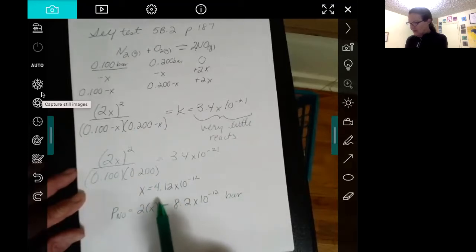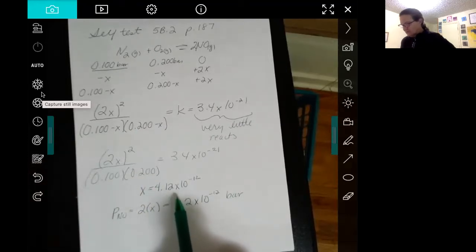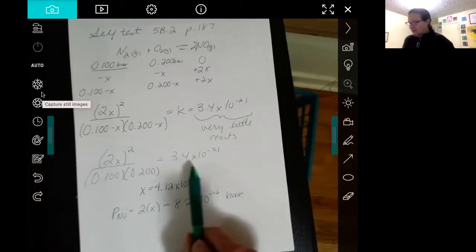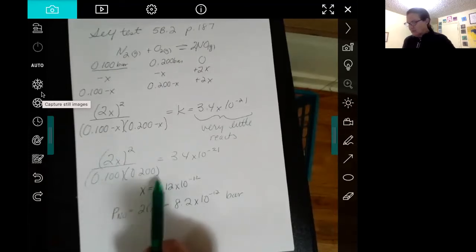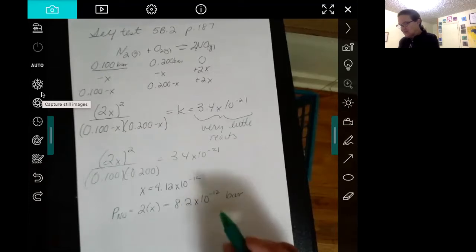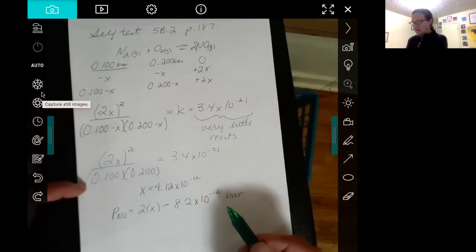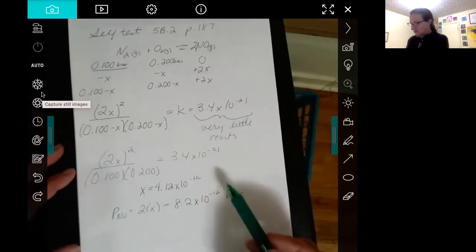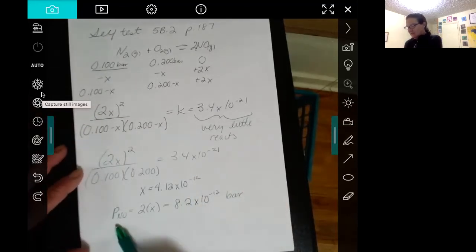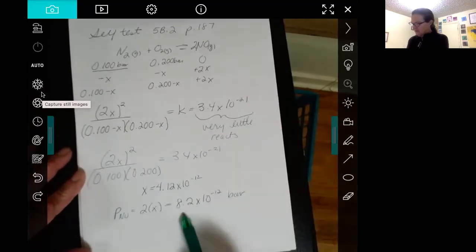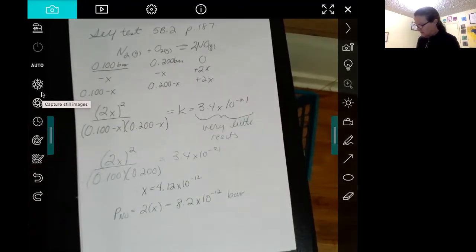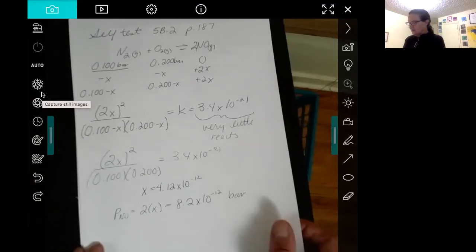So when I do that, I get an x of 4.12 times 10 to the minus 12. That's very valid. If I had subtracted that from 0.100 or 0.200 with the sig figs, it wouldn't have made a change. So our assumption that it was small relative to the starting concentrations was valid. And then the pressure of nitrogen monoxide is 2x. So 2 times that number, 8.2 times 10 to the minus 12 bars of nitrogen monoxide would be present at equilibrium.